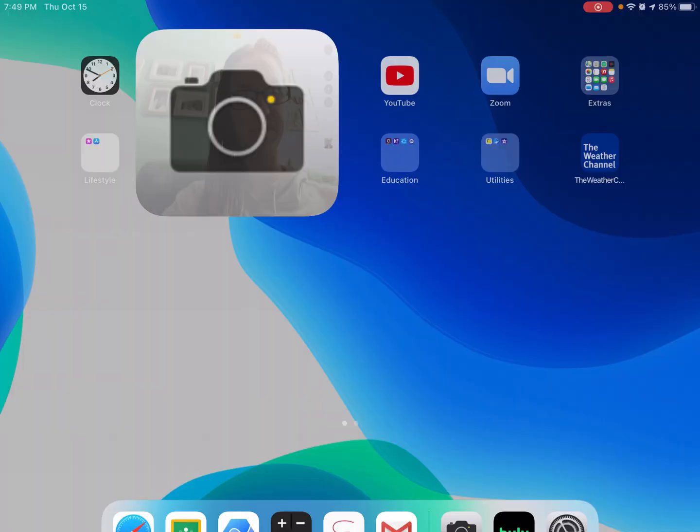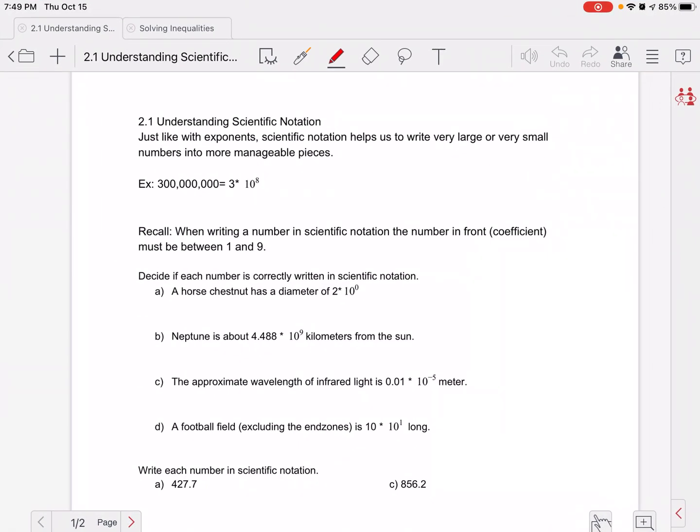Hi guys, welcome back. We are going to hop into scientific notation for chapter 2. So scientific notation is very important, especially when you're talking about science classes, but in math class too. We're going to use those same exponent rules that we learned in chapter 1 later on in this chapter, okay? But scientific notation helps us to write very large or very small numbers.